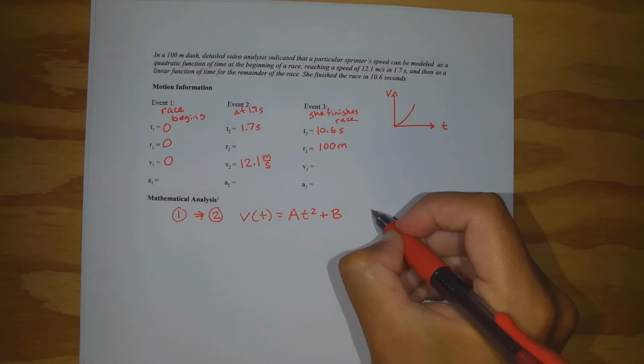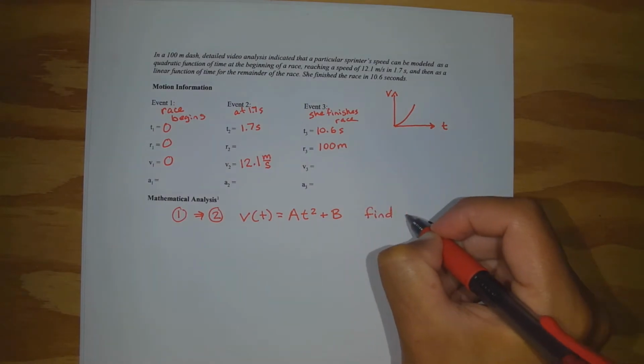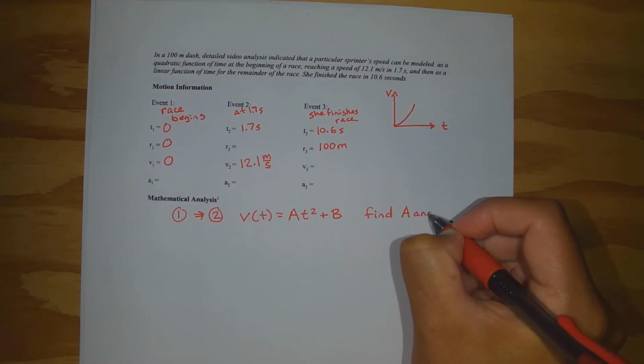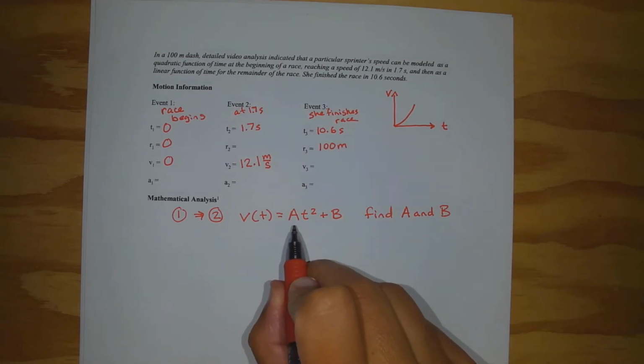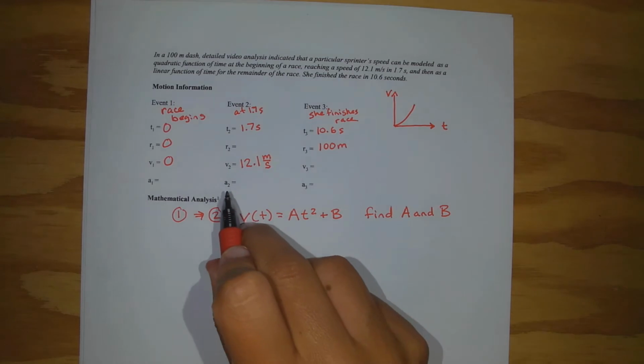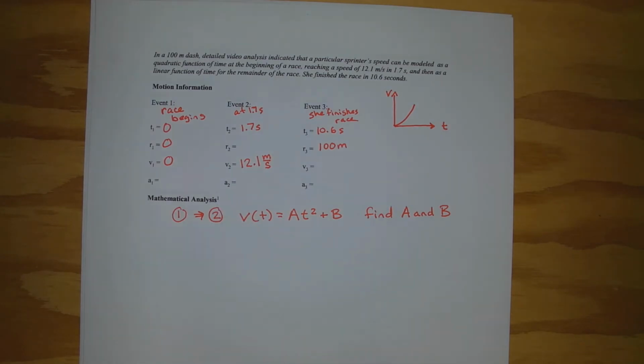Okay, first I want to find the constants A and B. Make sure that you use a capital A for your constant so that you don't confuse it with the little a, which is acceleration. So A and B are just some constants. We are going to figure out what these constants are. We can do this by using the numbers in our table.